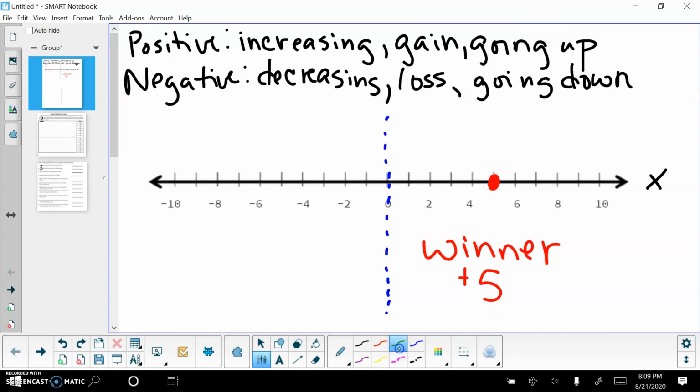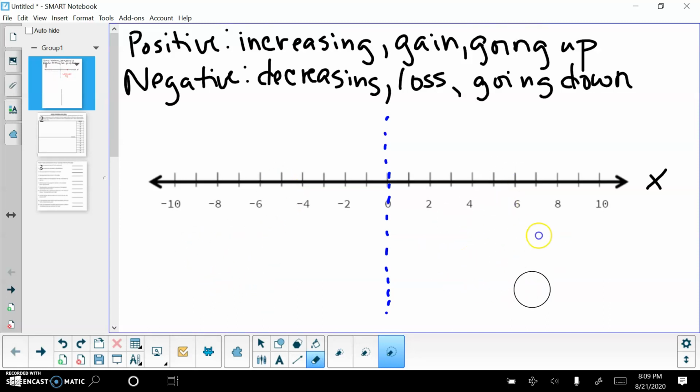But let's say the person that didn't win, the loser, I hate to use the word loser, but it's a bet. The person that didn't get to hold their breath as long is going to have to pay $5. Since they're paying $5, the amount of money that they have is going down by 5. It's decreasing. They lost $5, so that would be a negative 5. That would be over here on the left-hand side. So you're just looking for words that indicate something's going up or something's going down, a gain or loss, an increase or a decrease. And that's the x-axis.